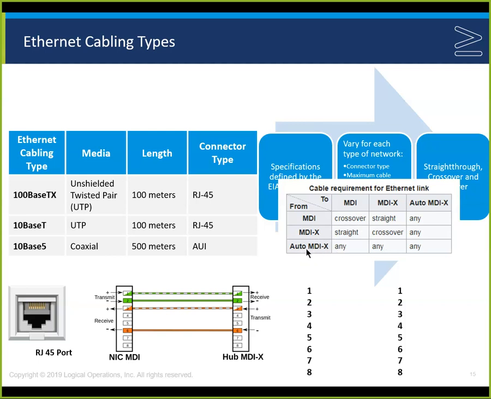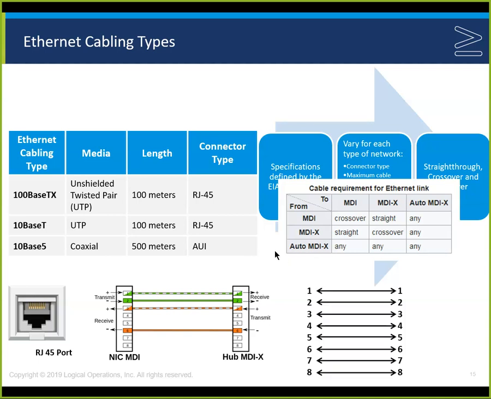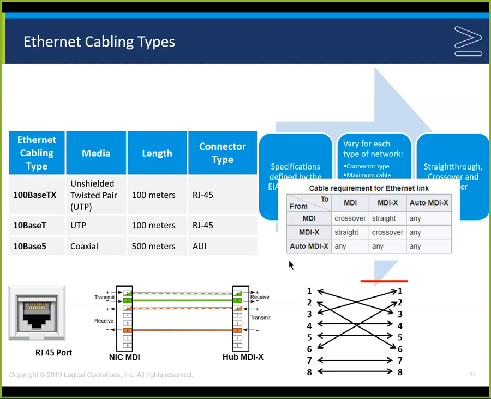The auto MDI, MDIX can be any kind of cable. Straight through cable, 1 to 1, 2 to 2, 3 to 3, on down the line, 4 to 4, 5 to 5, 6 to 6. The crossover cable, pins 1 and 3, 2 and 6 are crossed in order to connect like devices together.